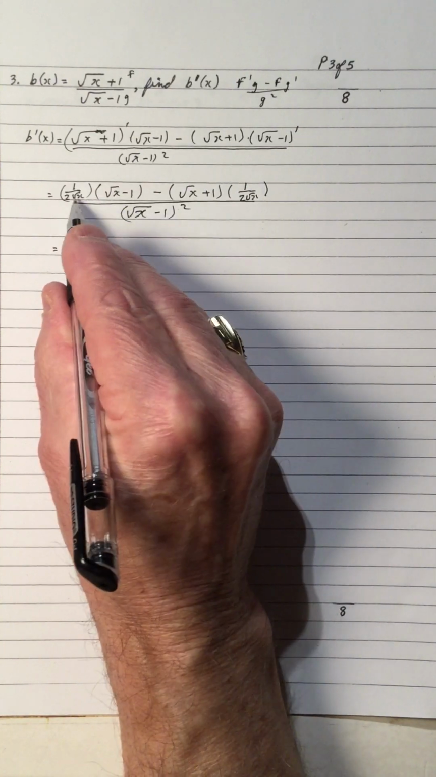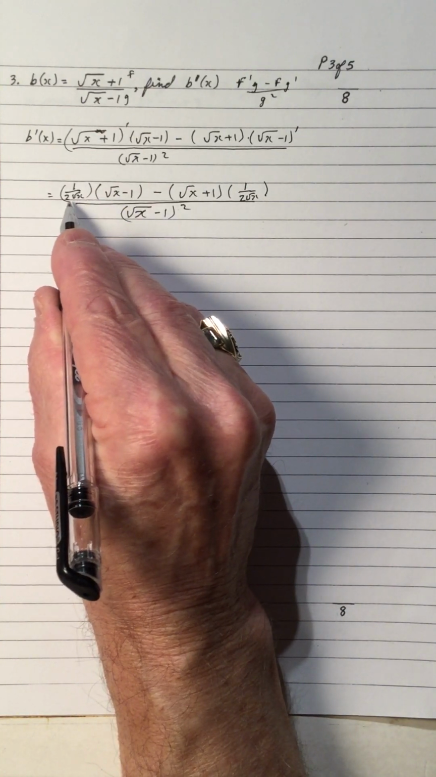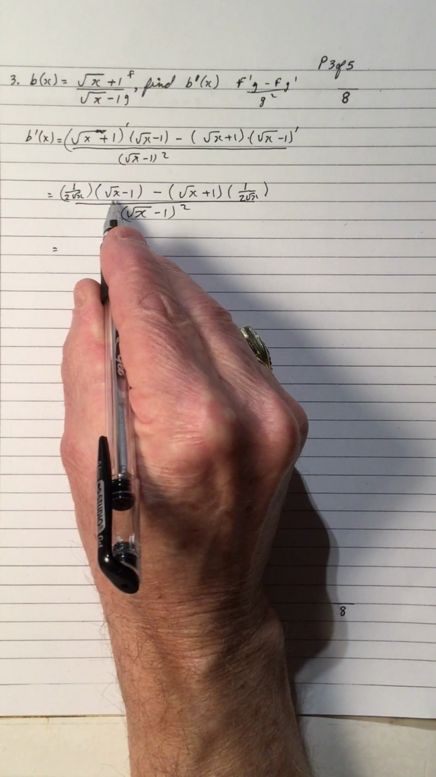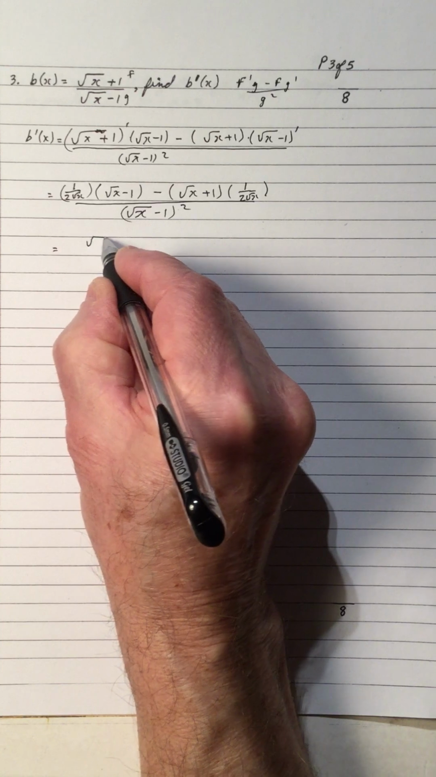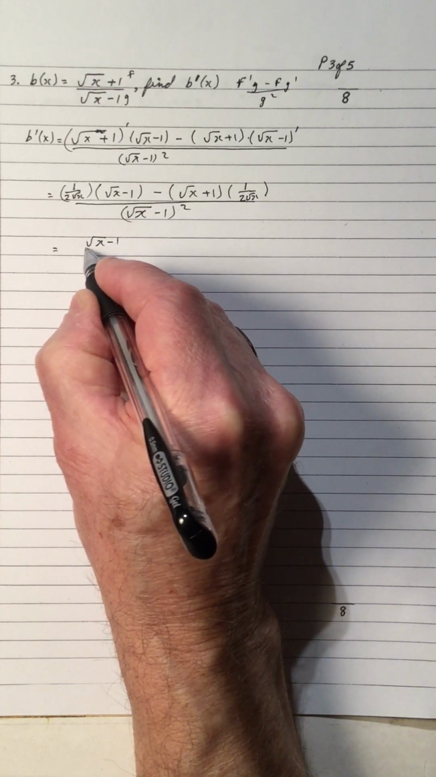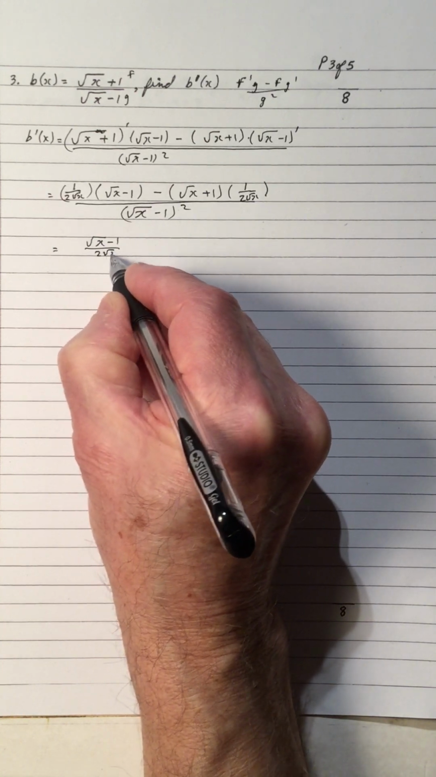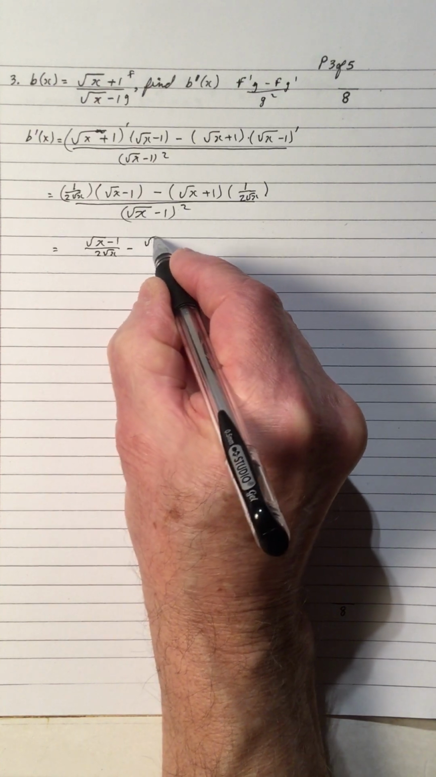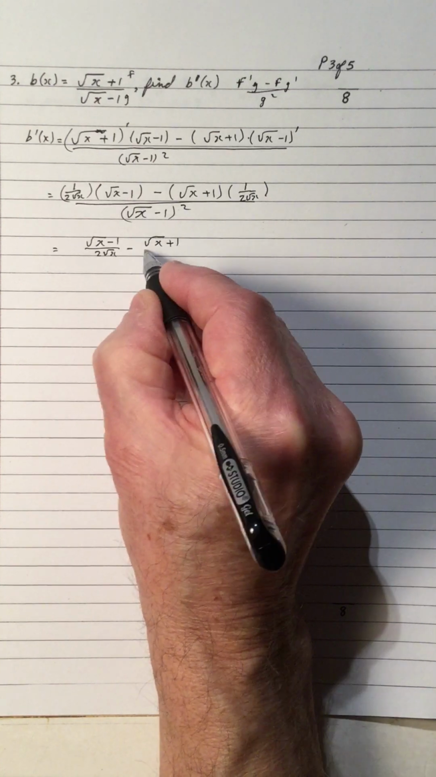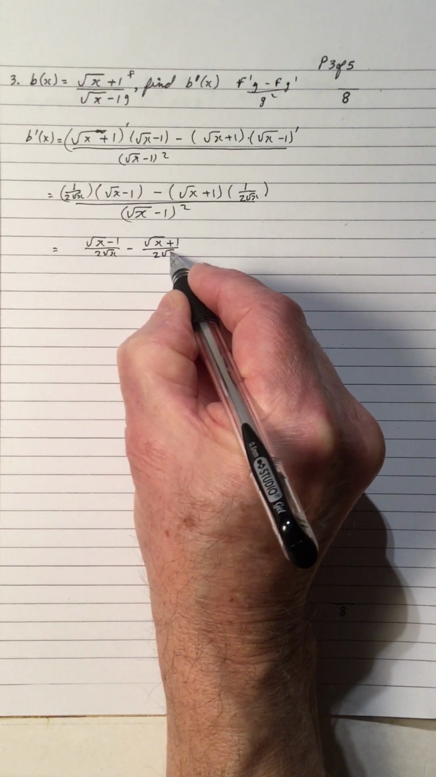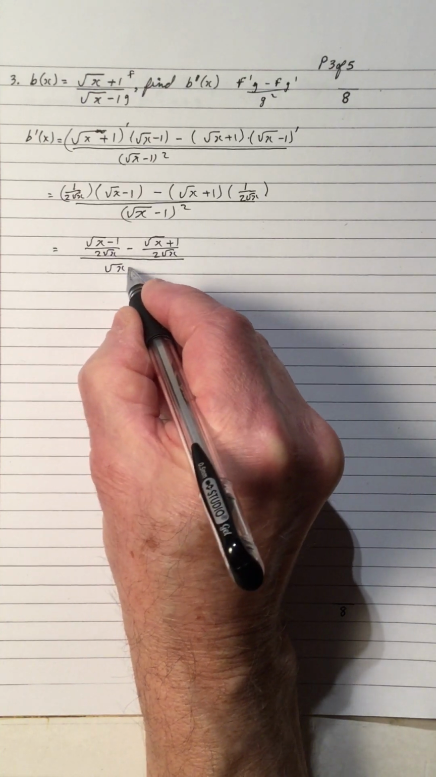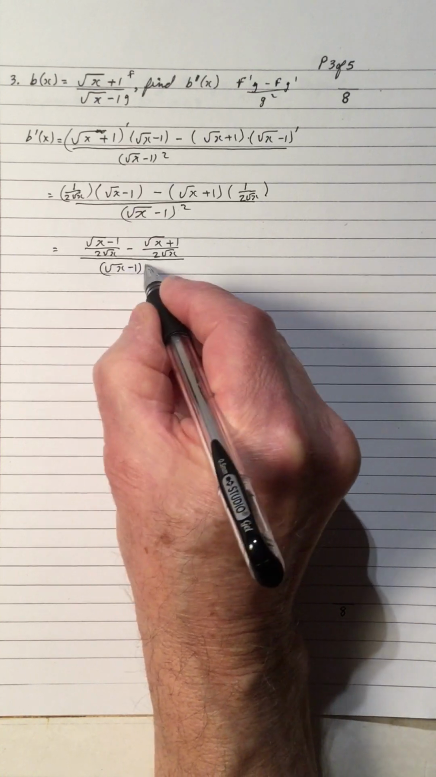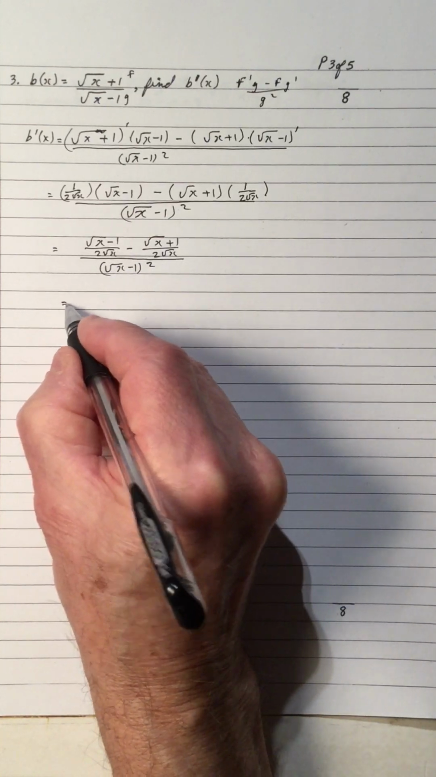And so we multiply here. I'm just going to notice that this 2 root x will end up as the denominator here, and it'll end up as the denominator here. So I'm going to write down root x minus 1 over 2 root x, subtract root x plus 1 over 2 root x, divided by root x minus 1 squared.